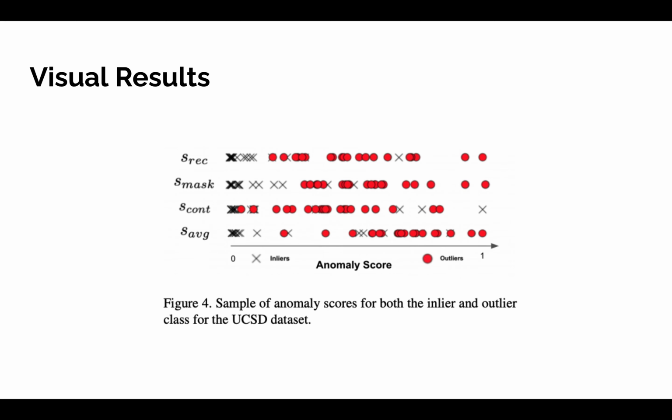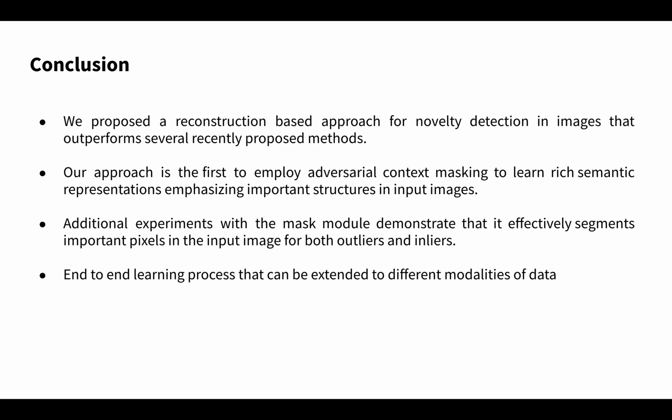This is a figure of the separability of the anomaly scores for each of the ones we defined. And we can see that for the UCSD dataset, we're able to effectively separate inliers and outliers.